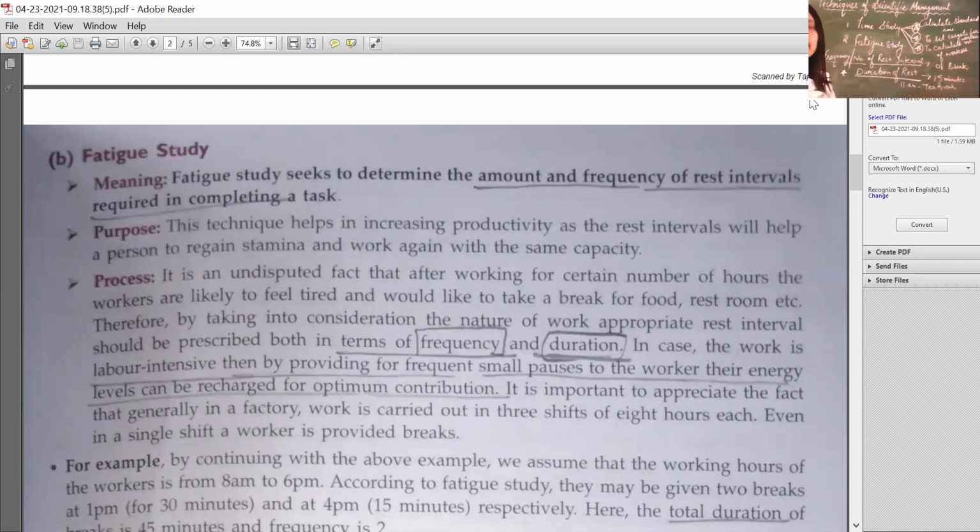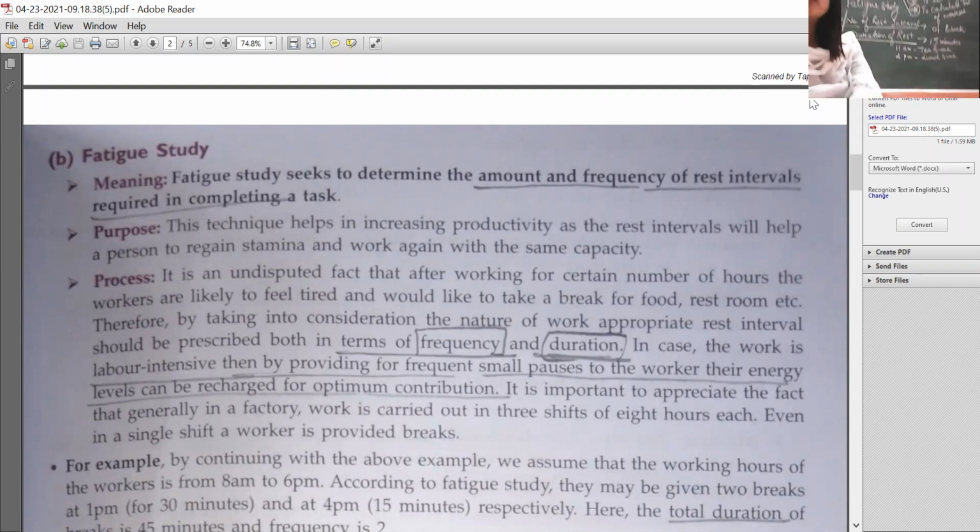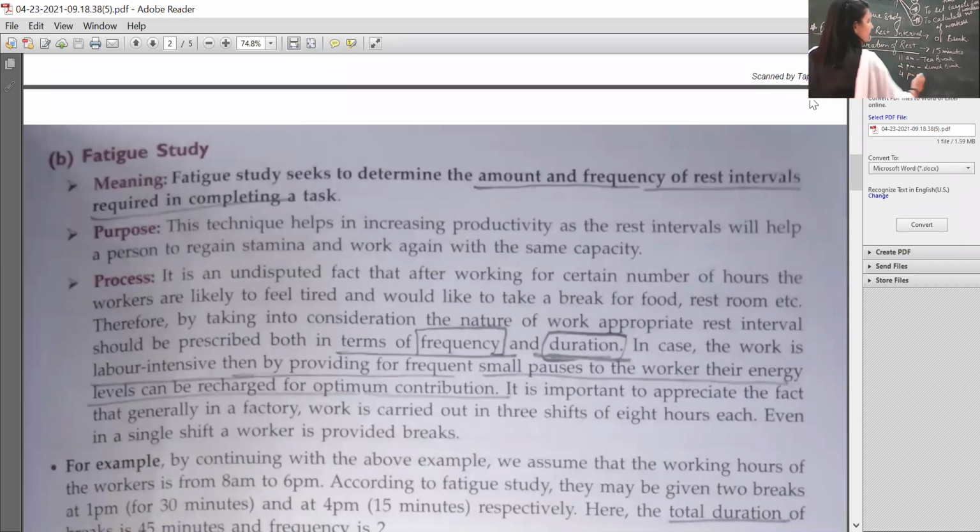11 a.m. and then at 2 they need a lunch break, or 1:30 we can say 2 p.m. They need lunch break. And then before going back to home, what they need? They need one more tea break. For example, at 4 p.m. they need again a tea break.